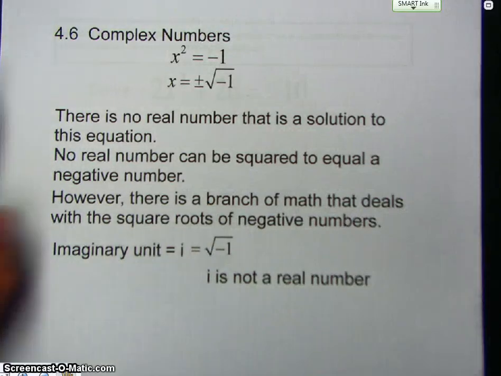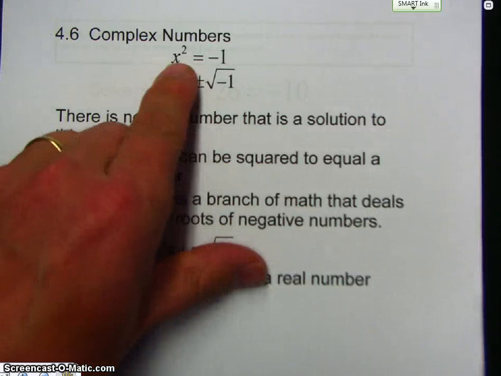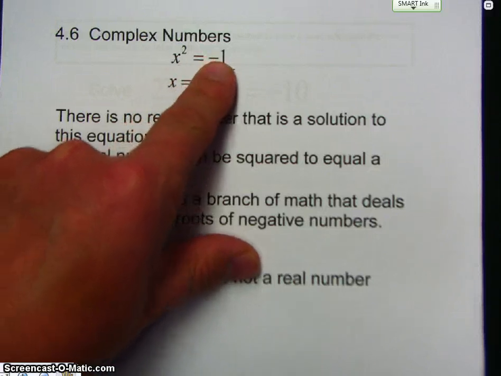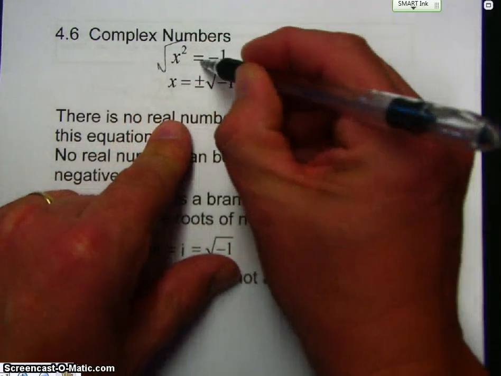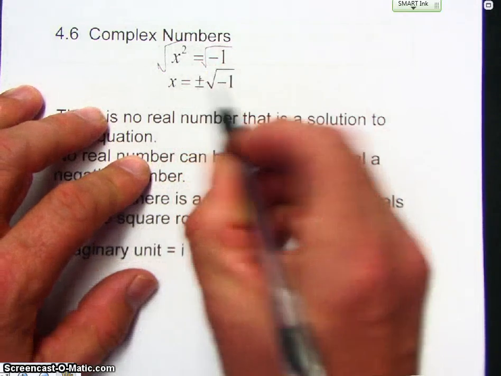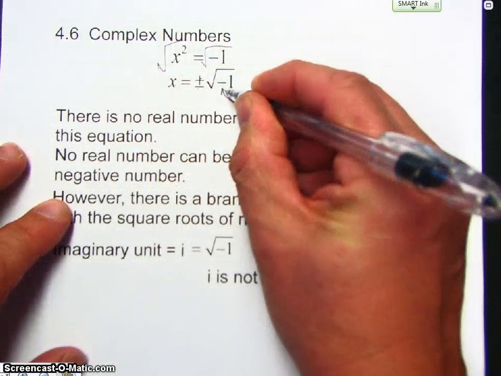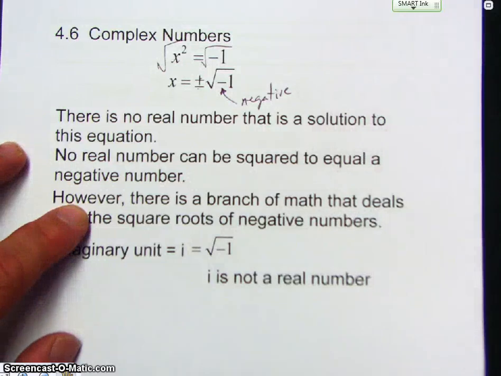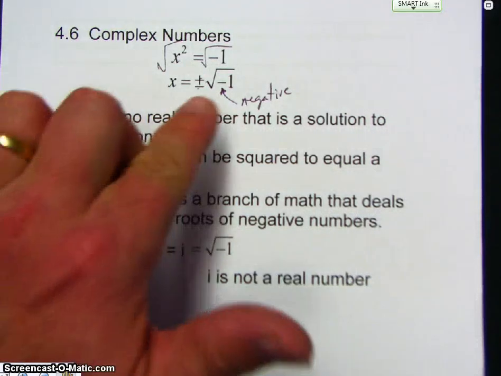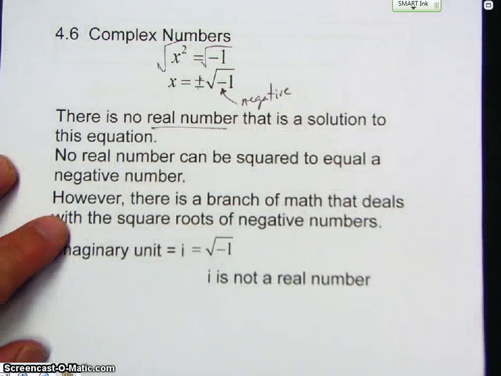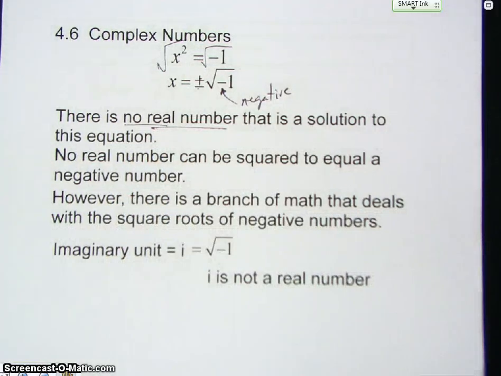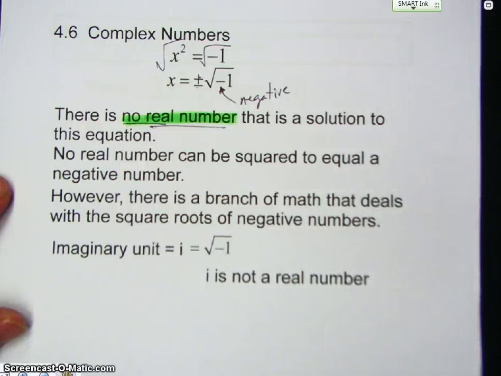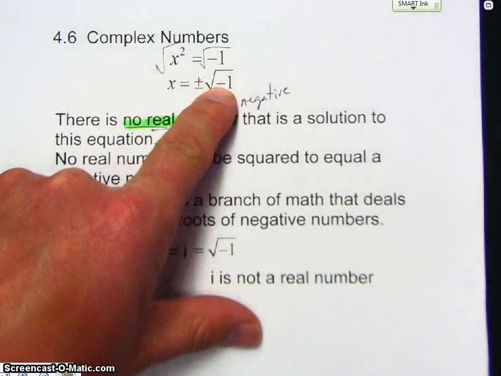All right, complex numbers. We have x squared, our variable squared, equals -1, and when you take the square root, you get plus and negative square root of -1. This right here, where you have a negative inside the radical, or inside the square root, is no longer a real number. It is not a real number. So that's what happens to have a complex number. In other words, you have a negative inside a square root.